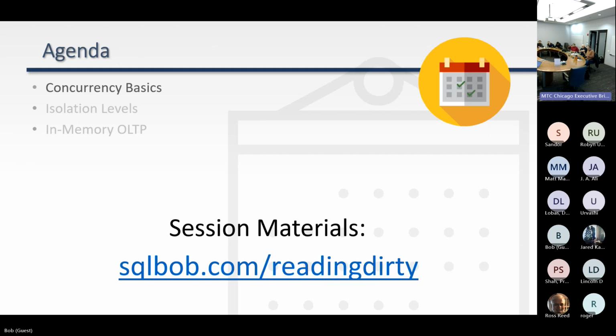What we're going to talk about tonight is the basics of concurrency, whether you're dealing with a database or an operating system or anything else. Then we'll talk about the isolation levels, why they matter, how they're implemented. And we'll finish very briefly with in-memory OLTP.